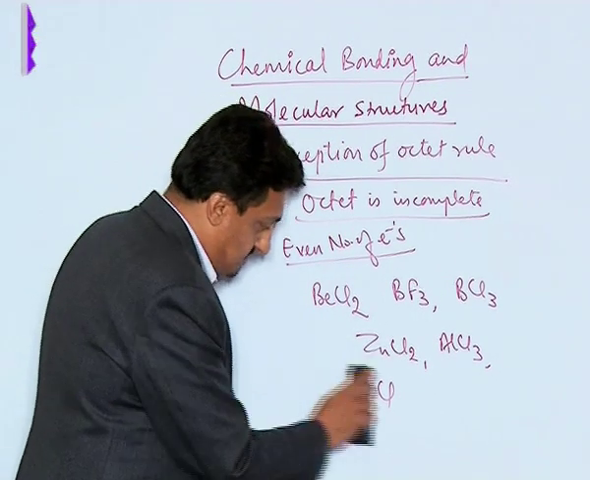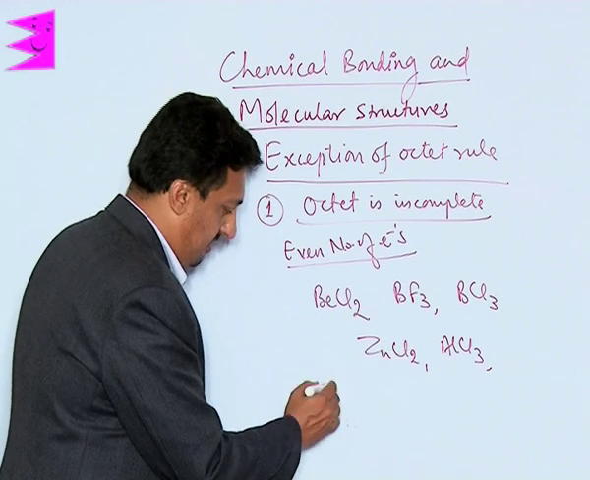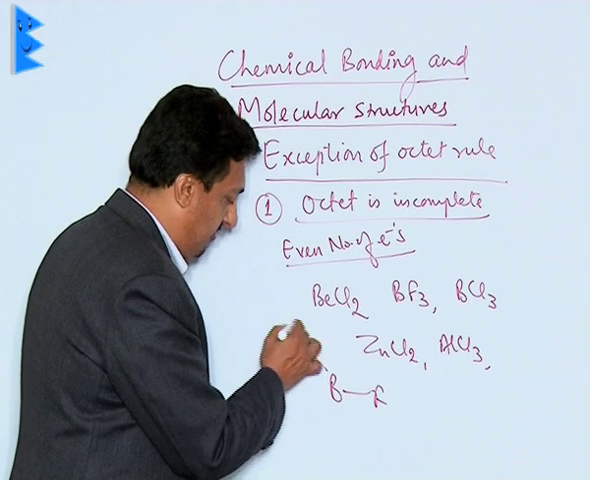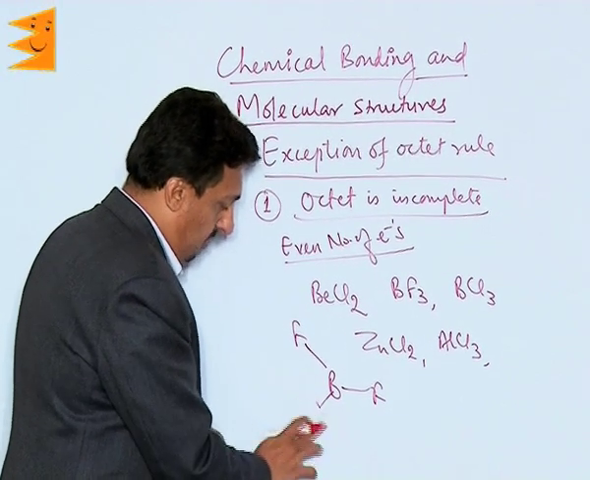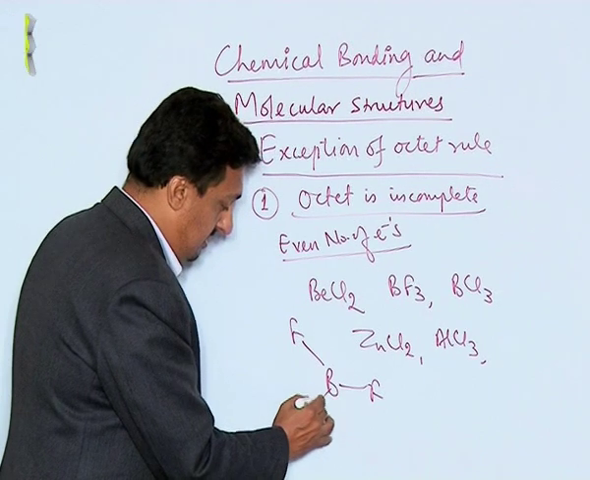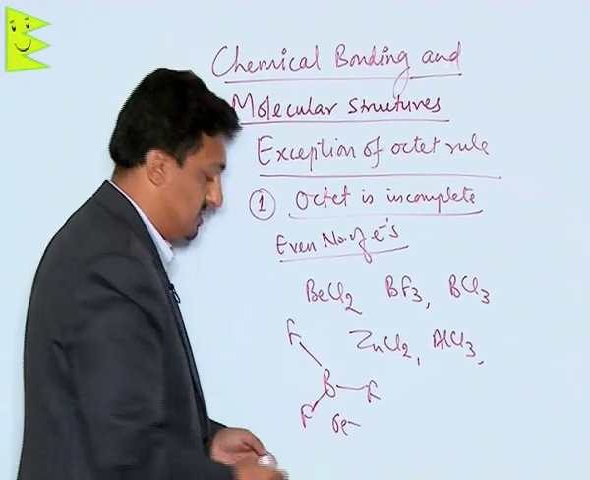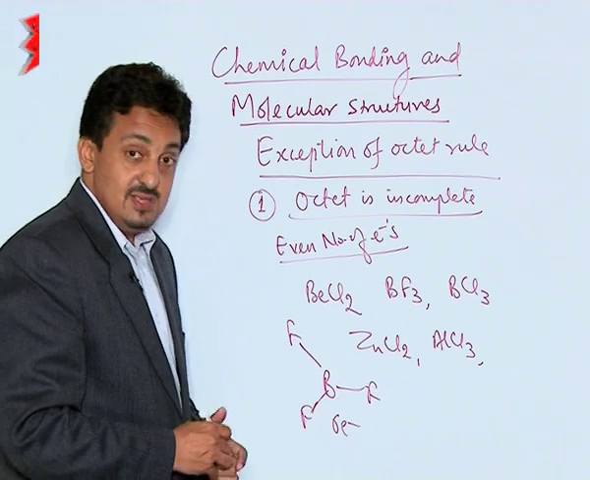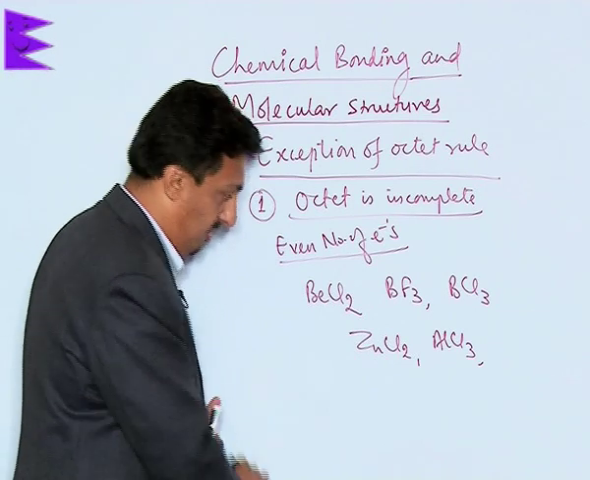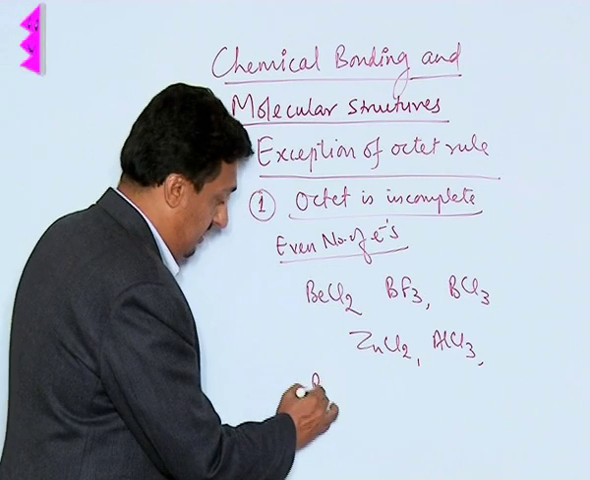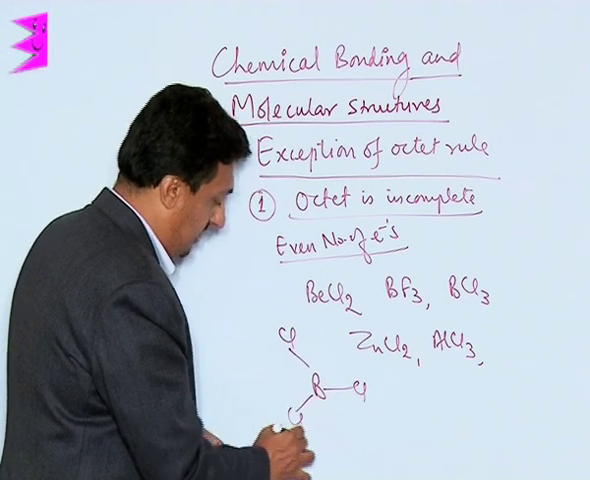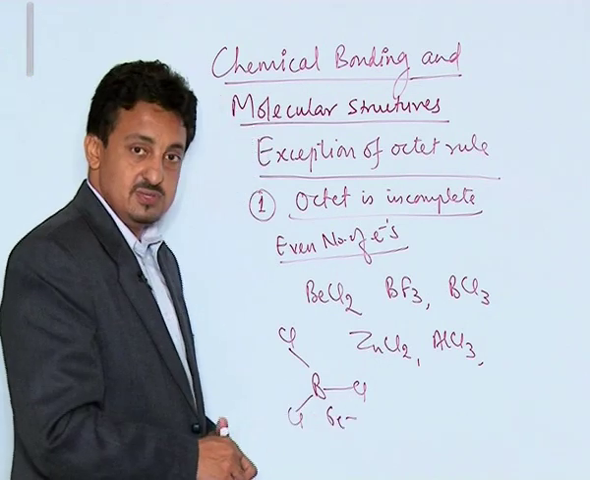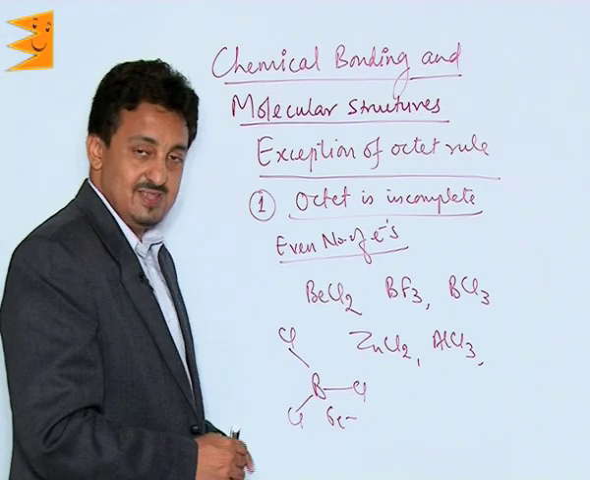Let us take BF3, boron trifluoride. Boron has 3 valence electrons. That's why it's combining with 3 fluorine atoms like this. Now, in doing so, it acquires 6 electrons. Fine, but still, its octet is not complete. Same is the case we notice in boron trichloride. Boron combines with 3 chlorines. It's belonging to the 13th group. It's having only 6 electrons. 2, 2, and 2 makes it 6.